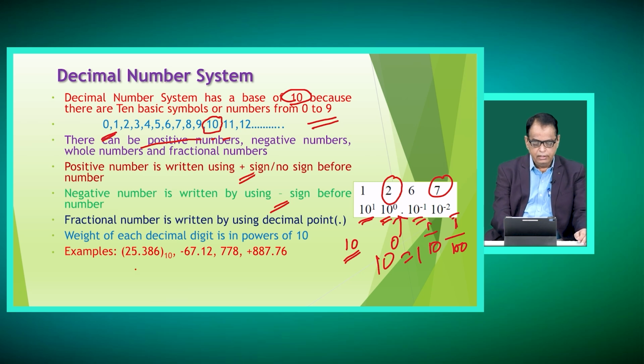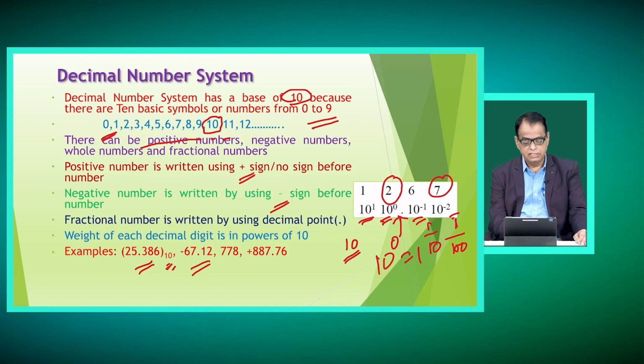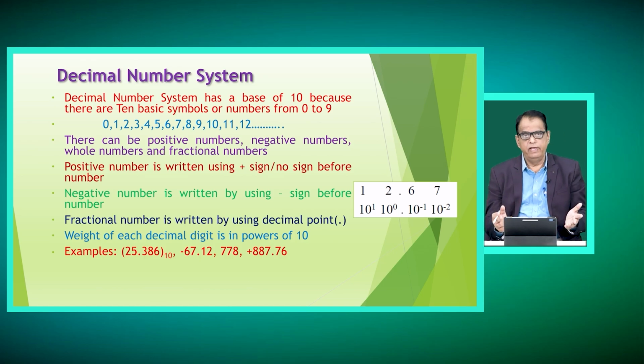So whenever we write the number such as 25.386, then in order to indicate that this is a decimal number, what I do is that I write a base 10. So it indicates that this is a decimal number. Also, I can write a negative number such as minus 67.12. I can write the whole number such as 778. I can write a fractional number with the fractional point also. So variety of ways are there by which you can write the decimal number. And as I said, this is the number system that is being practiced by us in the real life.